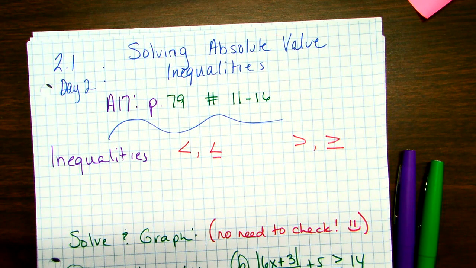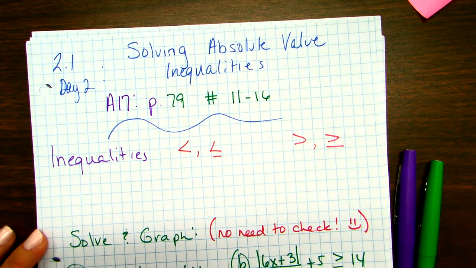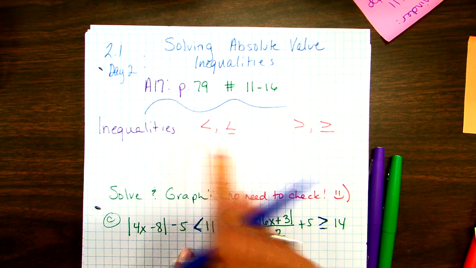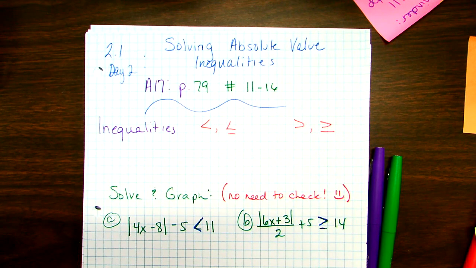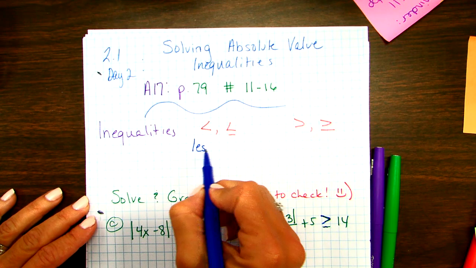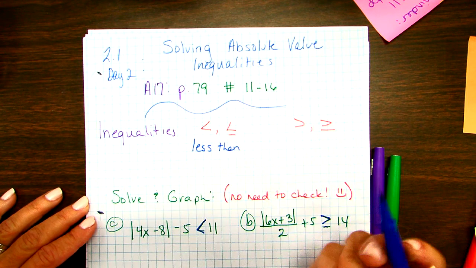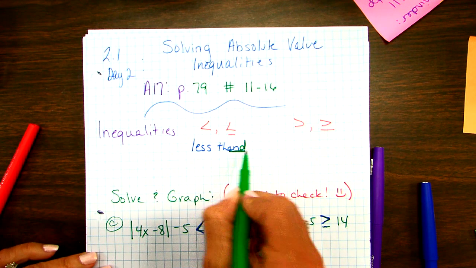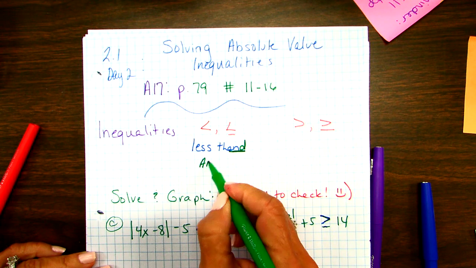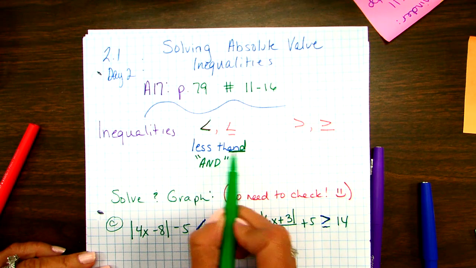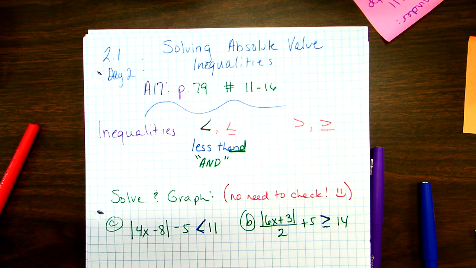So first thing I want to tell you is that when we solve absolute value inequalities, so inequalities mean they have these symbols in them, one of these 4, you have to rewrite the problem, kind of like how we had to rewrite the problem yesterday. These are called less than symbols. One of them has an equal to sign. I call it less thand because I want you to remember that these are your and problems. Less than or less than or equal to. I spelled it wrong on purpose to point out the and part.